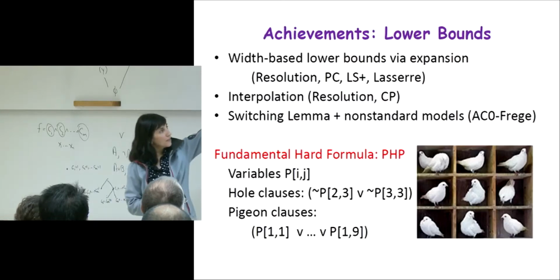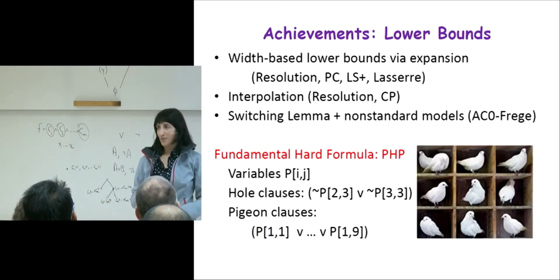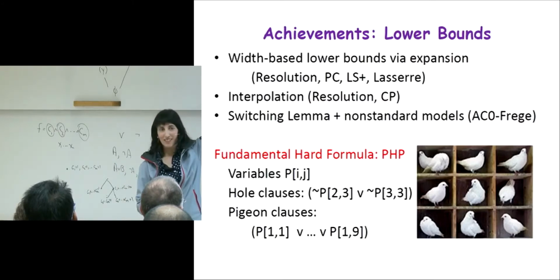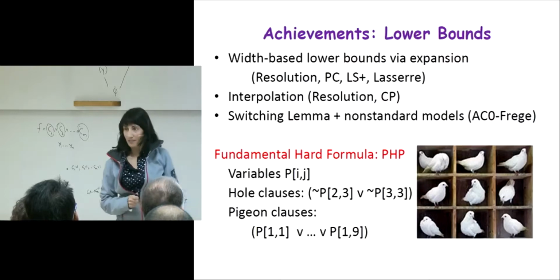And then we do have a lower bound for AC0-Frege, and this is quite different from the other two, and it uses the switching lemma in a non-trivial way plus a non-trivial proof complexity argument. I'm not going to tell you anything about this one. It's a little too complicated, but I will tell you a bit about the other two.